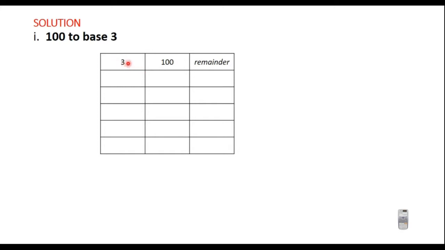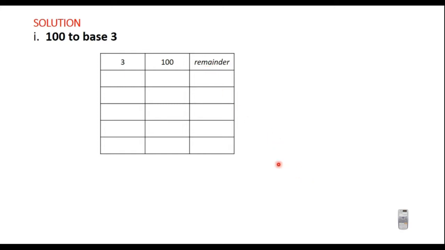The first column belongs to the base that you are converting the number to. So here we are converting 100 to base 3, so you write 3 here. Then the heading of the second column will be the number that you are converting. The number you are converting is 100, so you have that there. Then the last one will be the remainder.